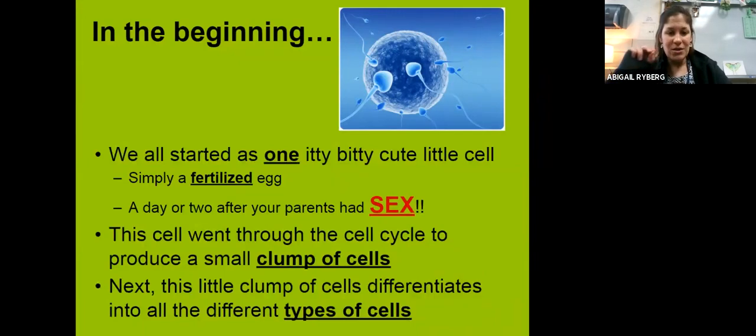We all started as one itty bitty cute little cell. Your first cell that was ever you was the fertilized egg, right? Which becomes fertilized typically a day or two after your parents had sex. This cell went through the cell cycle to produce a small clump of cells. So that original cell started reproducing really rapidly, actually, and creates a clump of cells.